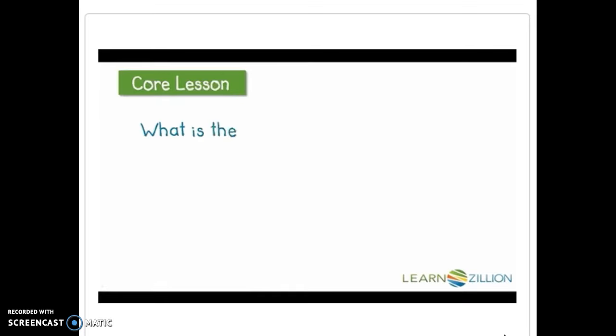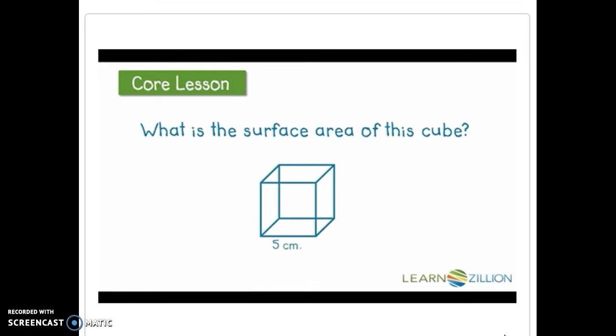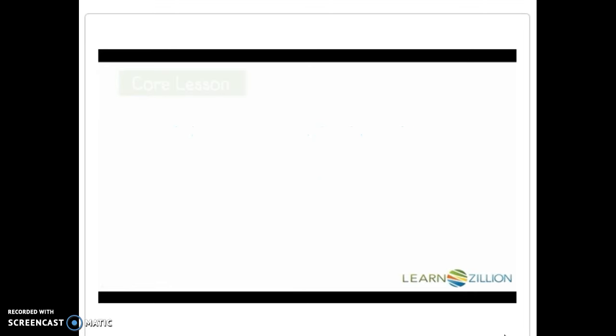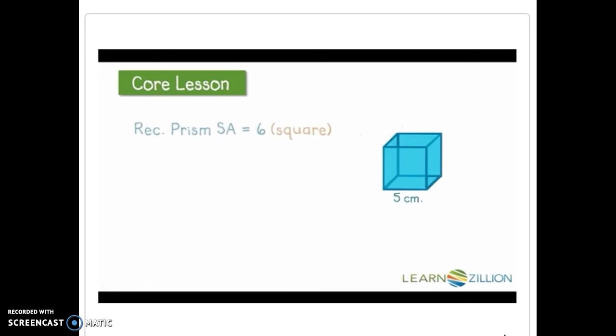Let's try that again, but we're going to look at a slightly different rectangular prism, and this one is unique because it's a cube. In other words, it has 6 faces that are all exactly the same size. And that's actually going to make our life a little bit easier. In this example, we simply need to take 6 times the area of 1 square because there's only 1 size of face on this prism.